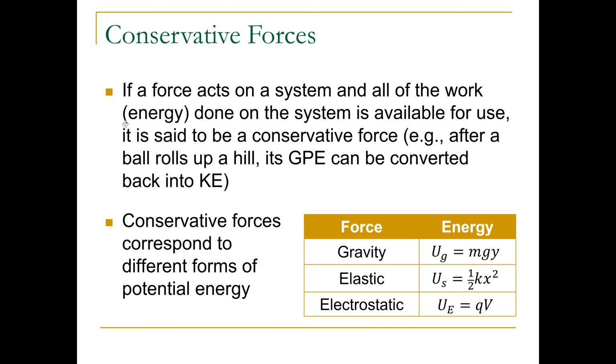Probably the easier way to figure out if something is conservative or not is to see if it matches up with one of our forms of potential energy. So, for example, gravitational potential energy means the force of gravity is a conservative force. When gravity pushes an object down, it's probably turning into kinetic energy. Elastic is another conservative force. Electrostatic forces are also conservative. We won't really talk about that until next semester.